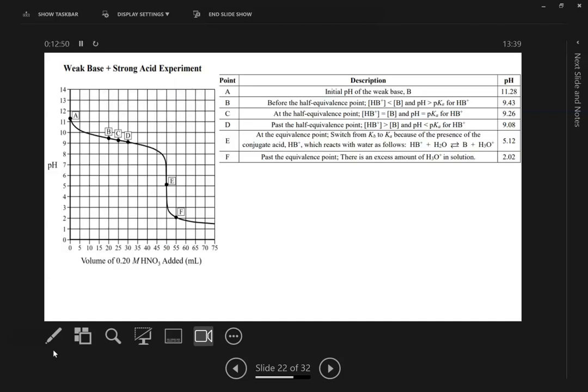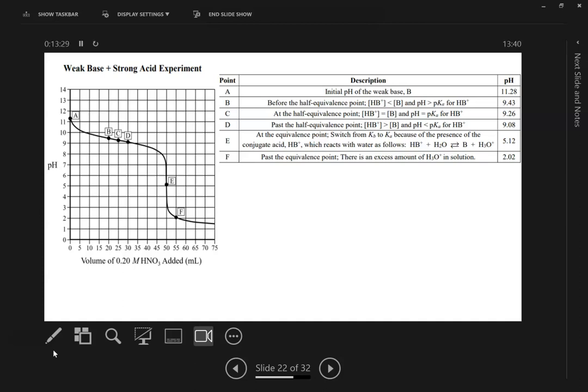And if we look at our graph, we get our 6 points, A, B, C, D, E, and F. A was our initial pH, 11.28. We added a little bit of acid. We got 9.43. We got to the half equivalence point. It was 9.26. We added a little bit more. We went past the half equivalence point. I got 9.08. And you can see there that in that part of the curve, the pH just isn't dropping very fast. It is dropping, but not very fast.